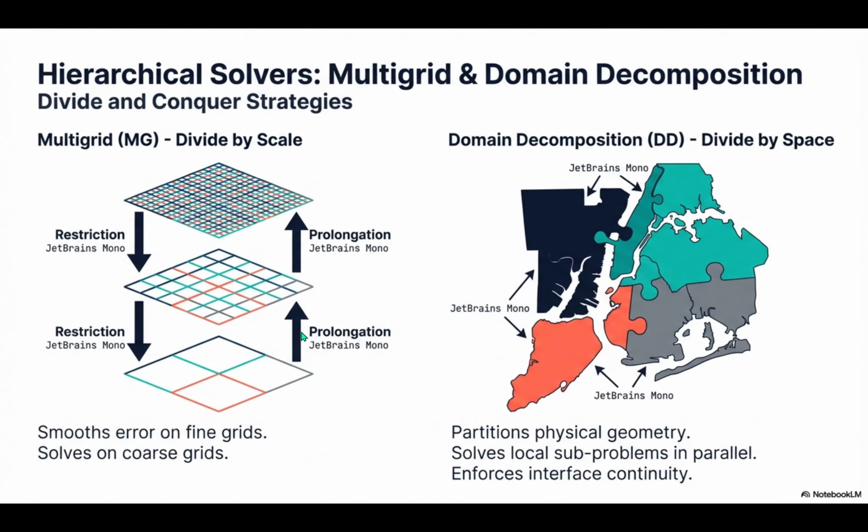It's attacking the error at every scale, all at once. And because of that, it achieves the holy grail: O(n) complexity. You double the problem size, you only double the time. It scales perfectly.